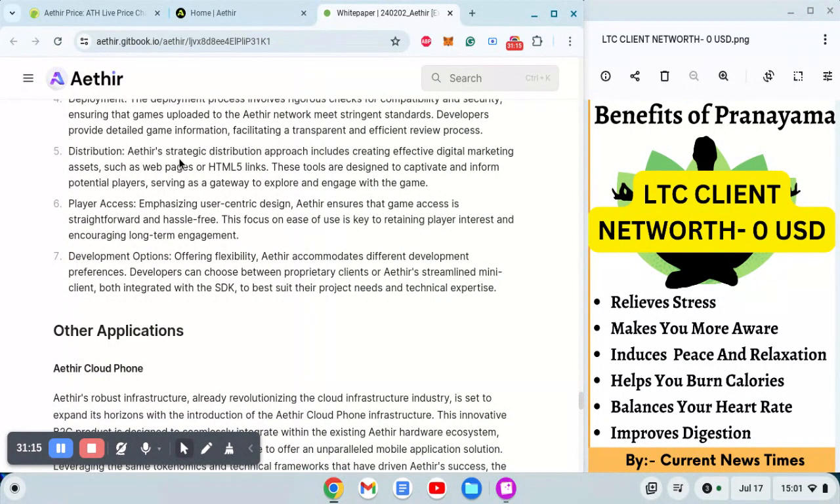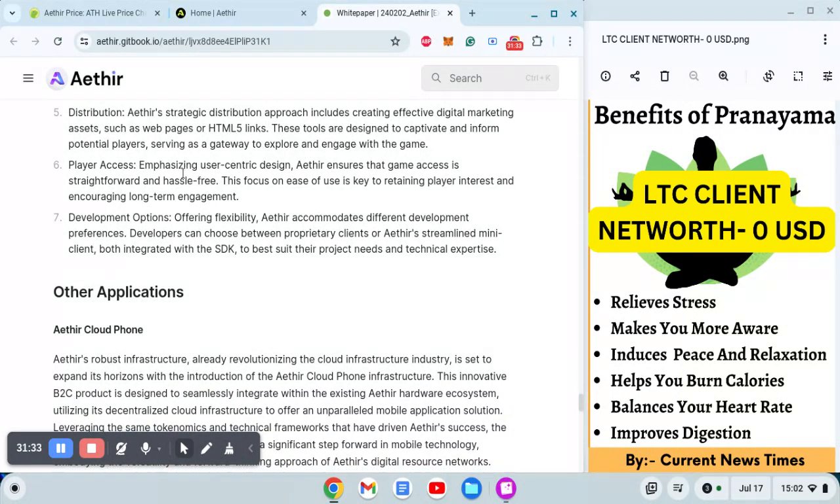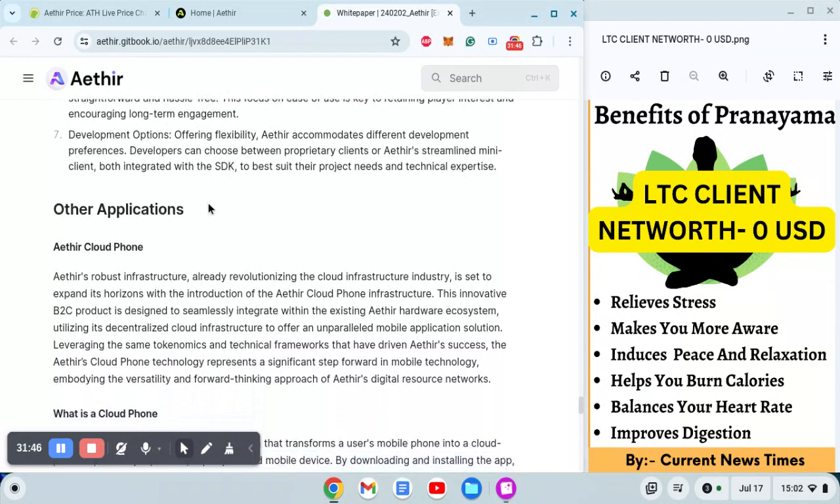Distribution. Aether's strategic distribution approach includes creating effective digital marketing assets such as web pages or HTML filings. These tools are designed to captivate and inform potential players, serving as a gateway to explore and engage with the game. Player access. Emphasizing user centric design, Aether ensures that game access is straightforward and hassle free. This focus on ease of use is key to retaining player interest and encouraging long term engagement.